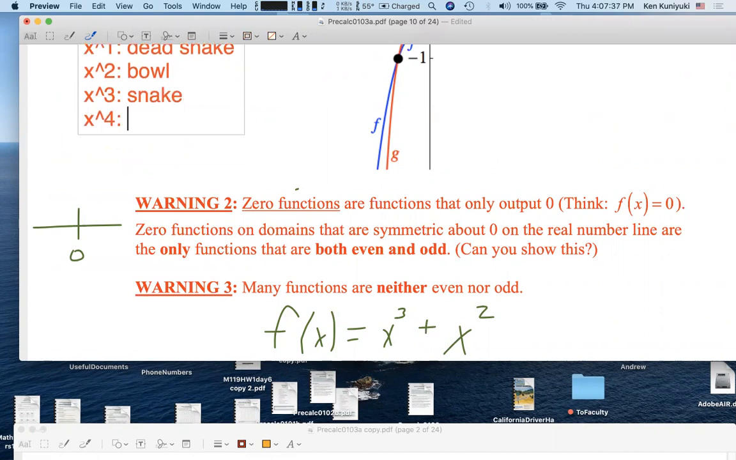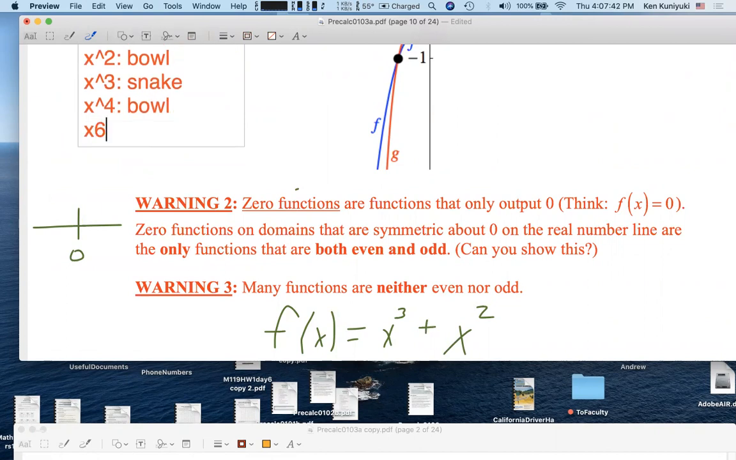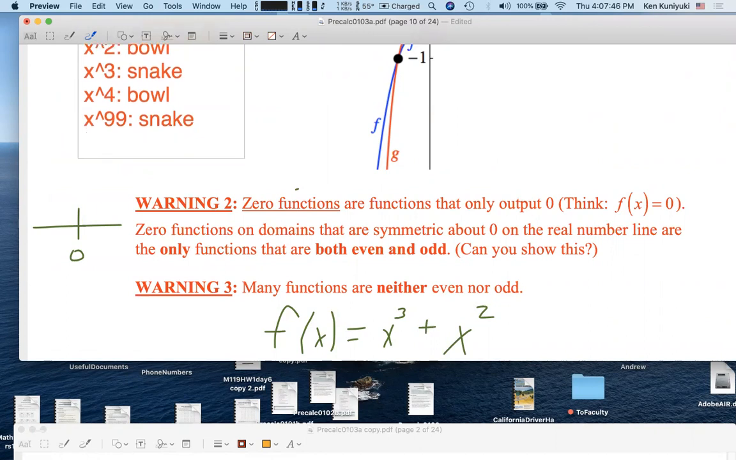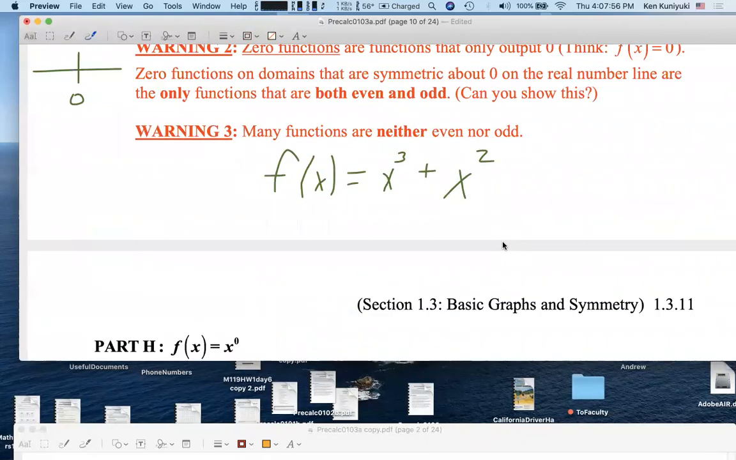Y equals x to the fourth. That's a bull, but not technically a parabola. How about y equals x to the 99th? That's a snake. Steep on the outside, flat on the inside. X to the 100th. That's a bull. Again, steep on the outside, flat on the inside. Next up, y equals x to the 0.